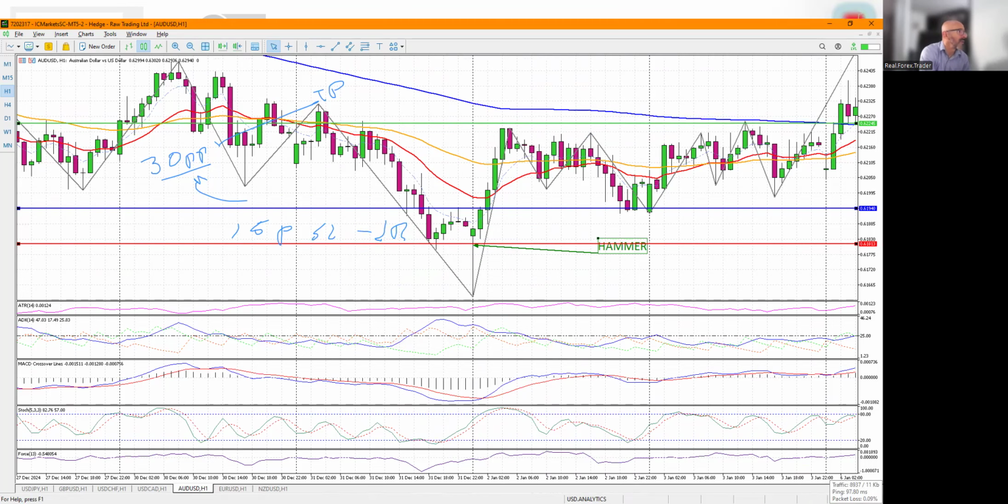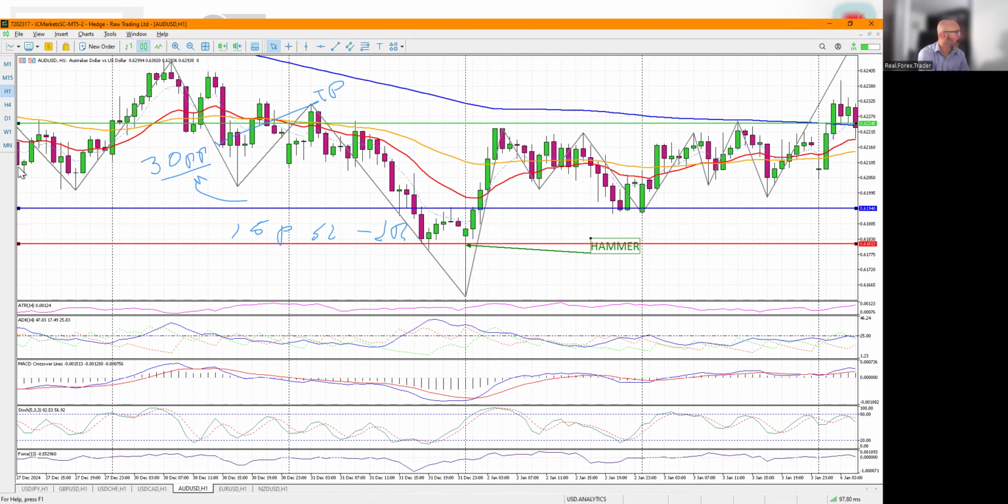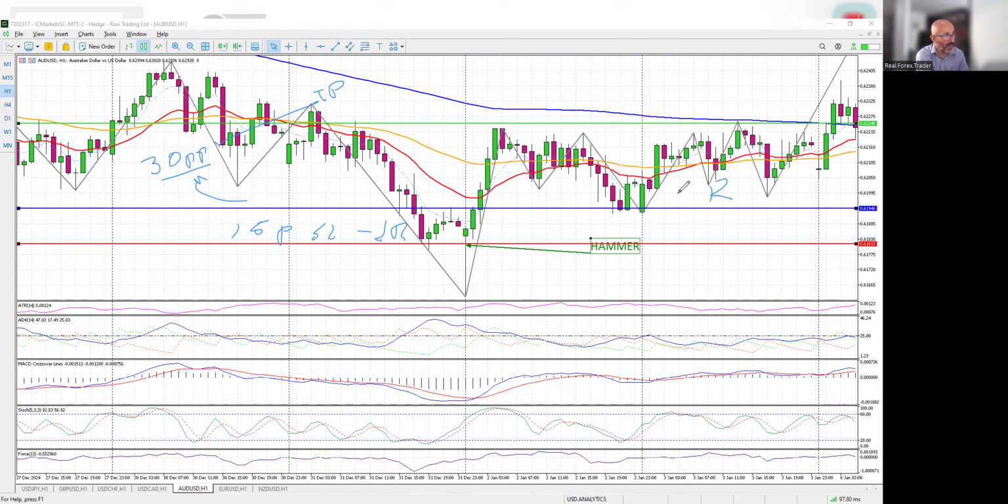So what is this? This is a 2R take profit area. This is my 1R risk, 2R. Remember, always the ratio should be 1 to 2, or 1 to 1.5, or 1 to 3, in order to have a realistic entry and take profit.